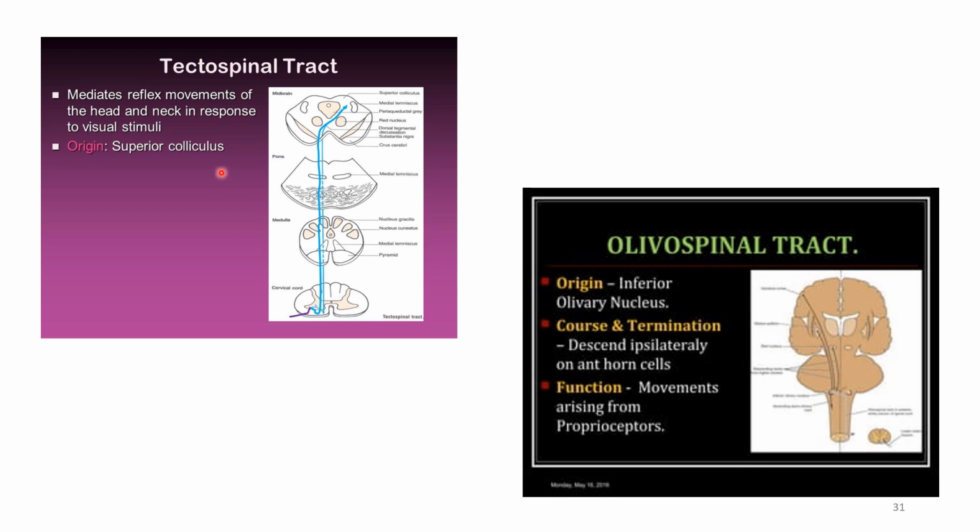Next comes the tectospinal and olivospinal tracts. Tectospinal tracts, as the name implies, are from the superior colliculus in the midbrain, and it crosses and ends in the spinal cord. It mediates the reflex movements of the head and neck in response to visual stimuli. Then comes the olivospinal tract, originating from the inferior olivary nucleus, and it descends ipsilaterally on the anterior horn cells. It is helpful for the movements arising from proprioceptors.